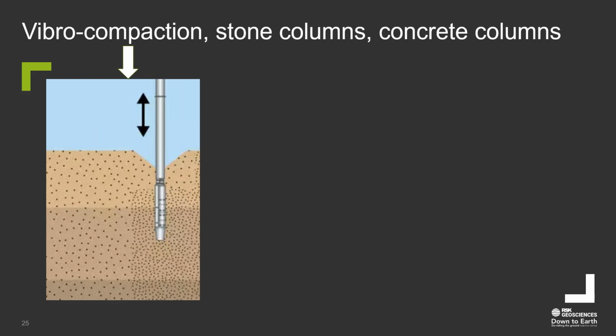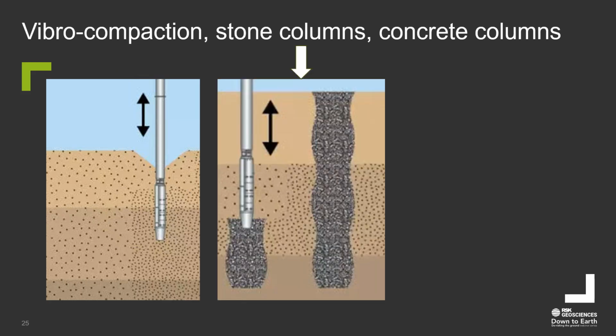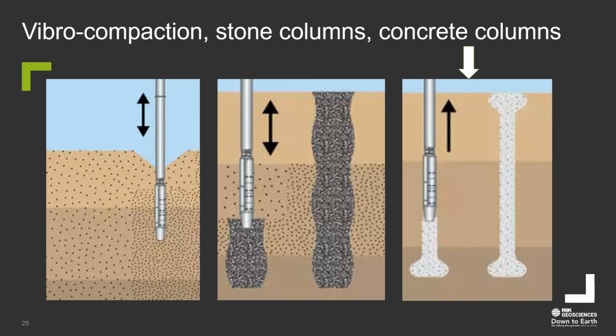Vibrocompaction on site is a poker in the ground, applying a lot of vertical and lateral energy to try and densify the soil around the sides of the poker installation. Stone columns are basically: form the hole and fill it with gravel. And then the vibroconcrete columns will form the hole and fill it with concrete.